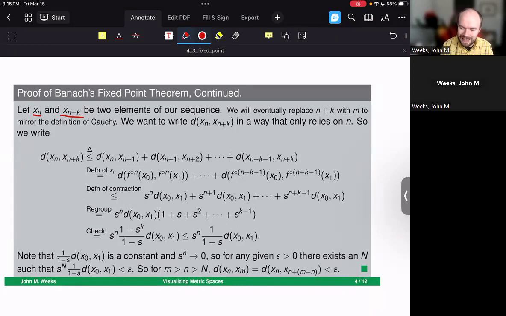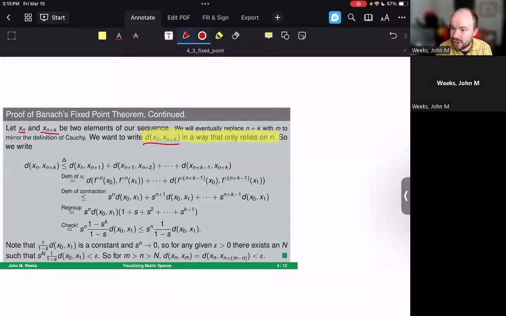So we're going to write d of x sub n and x sub n plus k in a way that only relies on the value of n. Once we do that, we're going to be able to show that this distance is less than epsilon. Namely, that this value of k wasn't that important. It only relies on one variable here. That's how we're going to get to our cutoff point, once we get this distance to rely on one variable. Many mathematicians like doing this. They like saying, okay, if I have multiple variables in my problem, how can I get this down to one? An example where we might see this is in the proof of the theorem that a Cauchy sequence in R converges.